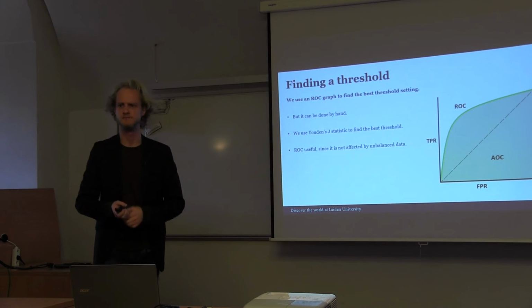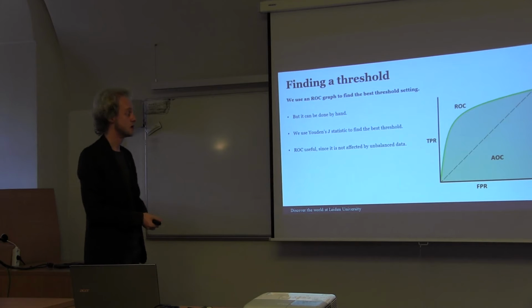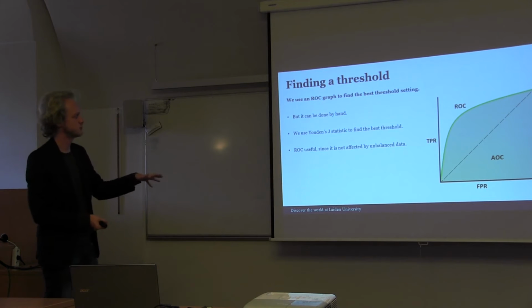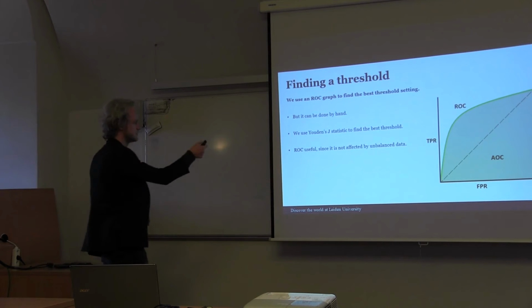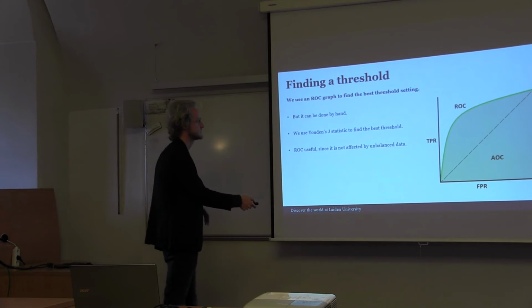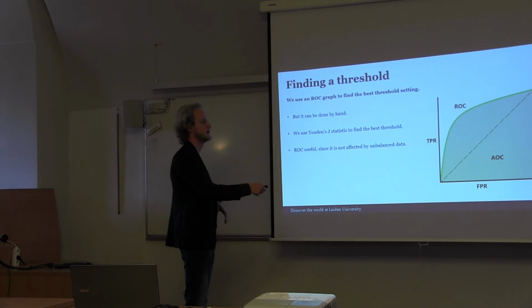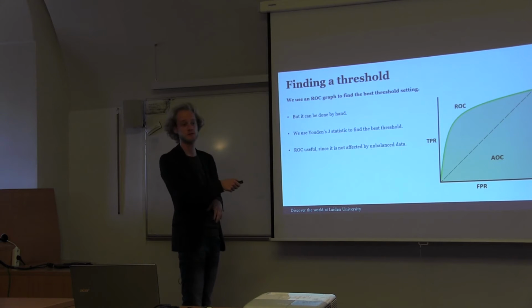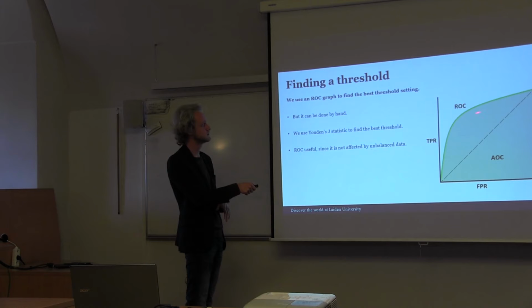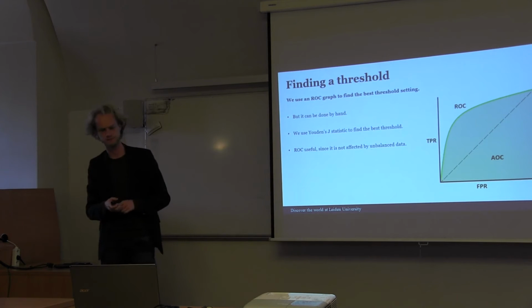How do we find the best threshold? Well, we used an ROC curve for this, where you plot the true positive rate against the false positive rate at various threshold values. And then the best threshold value or setting is in the top left corner over there, which is calculated with the J statistic.